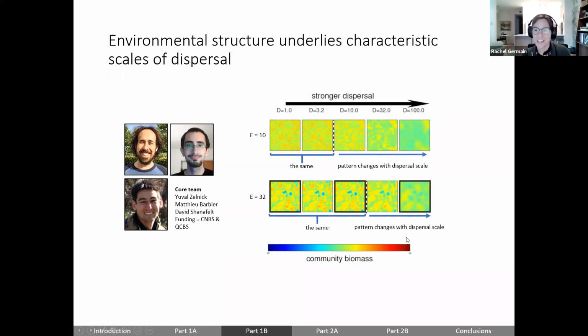And the really interesting thing here that I want to point out is that the transition at which this occurs is exactly the scale at which dispersal is at a smaller scale than the environment versus dispersal being at a higher scale than the environment.